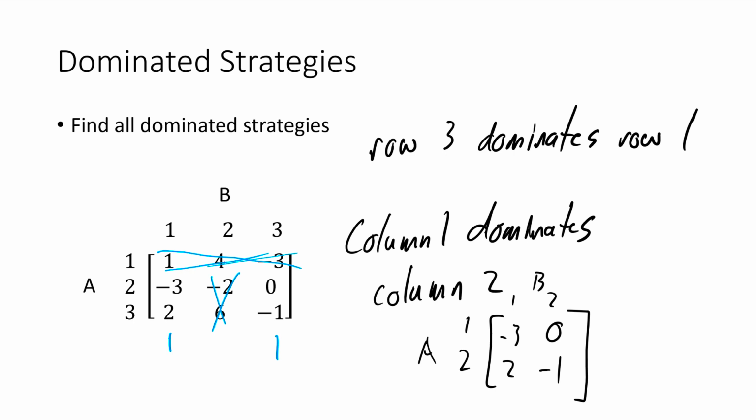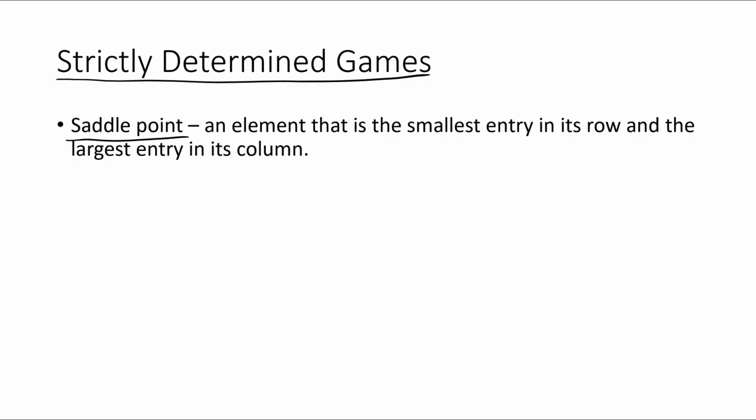There's not going to be any examples where you have to go back and forth in the homework. So you can either start with dominated rows and then move to dominated columns, or do dominated columns and then dominated rows, and it'll work either way. Again, to find a saddle point, we are looking for the smallest element in its row that is also the largest element in its column.